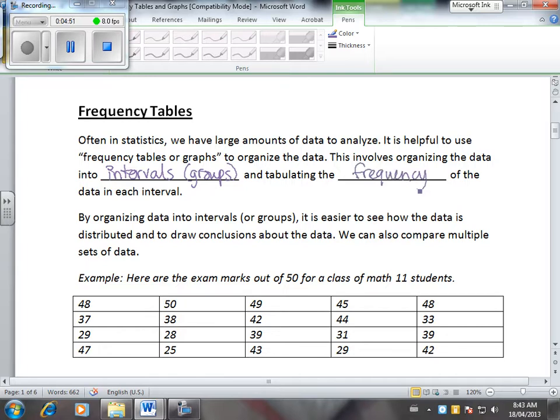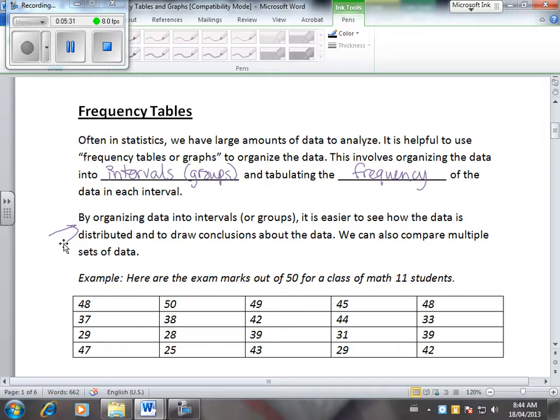So say you're looking at birthdays in a school. Your interval would be, say, month. So you put all the birthdays for each month into its own interval, and then you would see the frequency of the data in each interval. So you'd see that maybe there are in a school 80 birthdays in July, but only 12 in February. By organizing the data into intervals, it's easier to see how the data is distributed. And once we see how it's distributed, we can then draw conclusions and compare sets of data. And that's what we want with statistics.